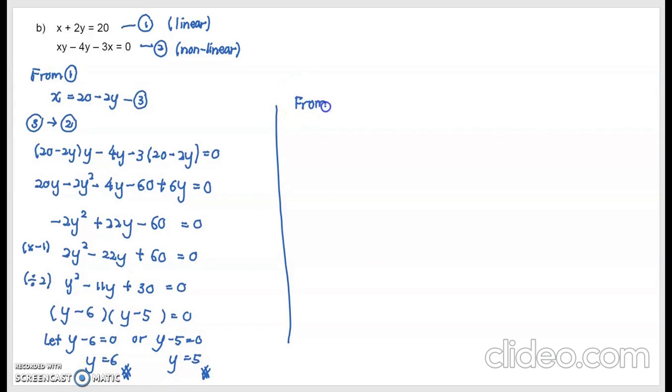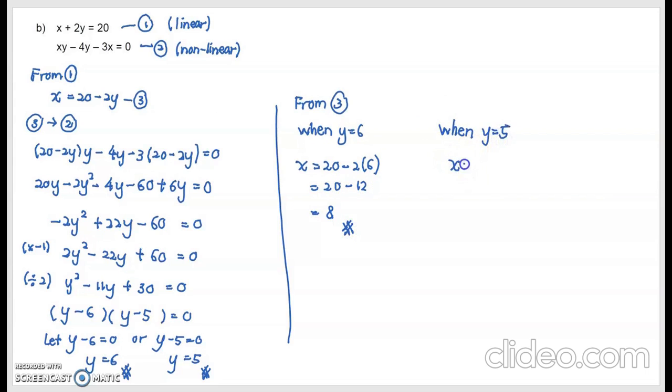So from equation 3, when y is equals to 6, our x will be equals to 20 minus 2 times 6. So here is 20 minus 12, which is equals to 8. When y is equals to 5, our x is equals to 20 minus 2 times 5. So it's 20 minus 10, which is equals to 10. So here is our answer for question 4b.